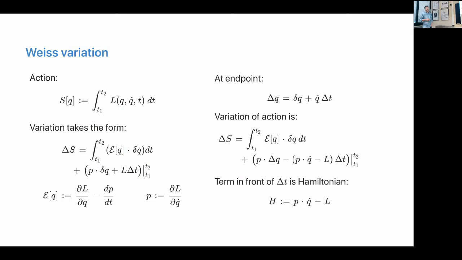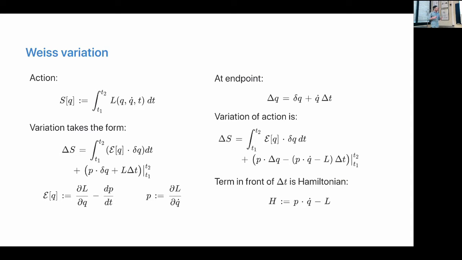So here's the formalism. You start with an action of this form, and the variation, when you include endpoint displacements, takes this form. This piece is just the Lagrangian evaluated at the endpoint times the amount by which you displace the time parameter at each endpoint. This curly E is the Euler-Lagrange operator acting on q, and this p is the derivative of the Lagrangian with respect to the second argument.